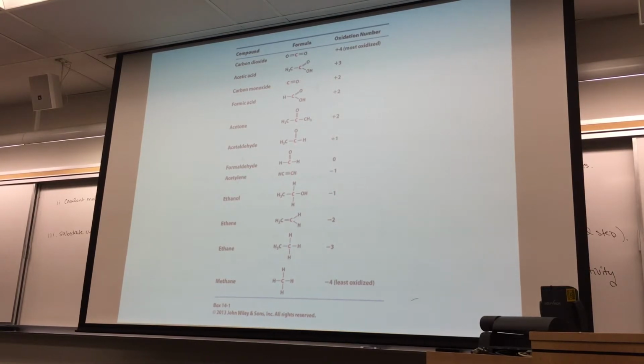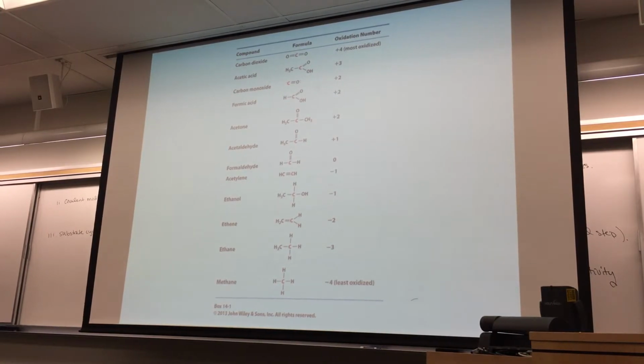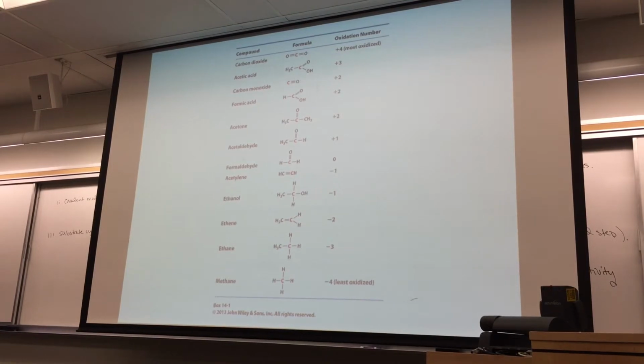So that's why when you look at your calories, fats are worth 9 kcals per gram, and carbohydrates and proteins are only worth 4. They're more oxidized.